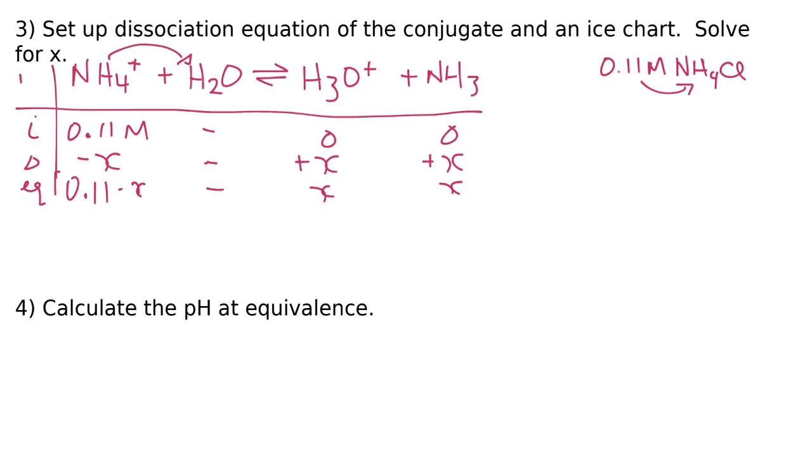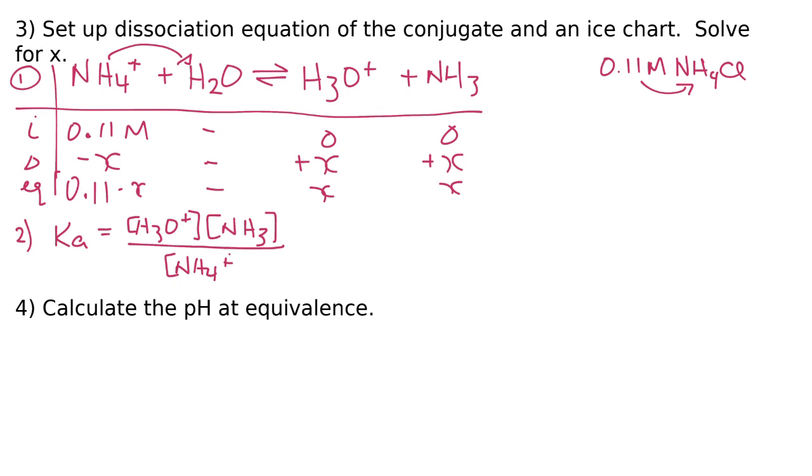So we're going to set up a Ka expression, right? Ka because the conjugate acid is producing hydronium ion. So we're going to have the concentration of hydronium times the concentration of ammonia all over my conjugate acid, which is the ammonium ion. Now, the Ka for ammonium ion is likely not in your chart, but you know what to do.